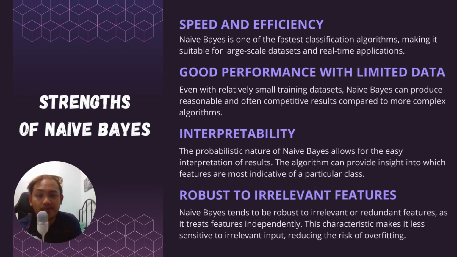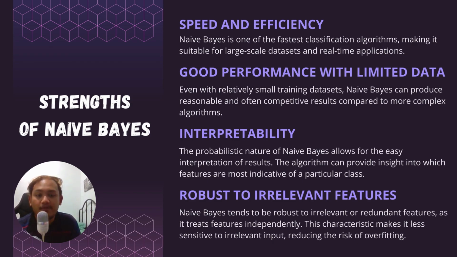What are the strengths of naive Bayes? The first is speed and efficiency. Naive Bayes is one of the fastest classification algorithms, making it suitable for large-scale datasets and real-time applications. And it has good performance with limited data. Even with a relatively small training dataset, naive Bayes can produce reasonable and often competitive results compared to more complex algorithms. Next, interpretability. In terms of interpretability, the probabilistic nature of naive Bayes allows for easy interpretation of results.